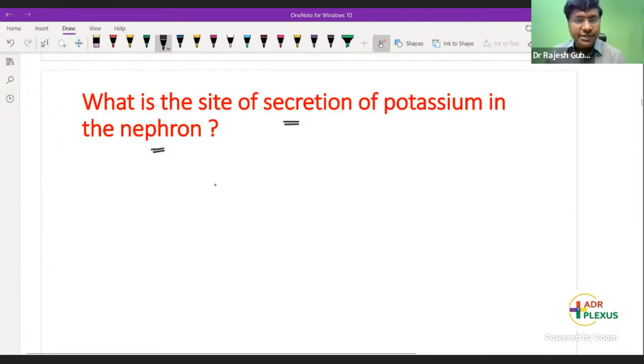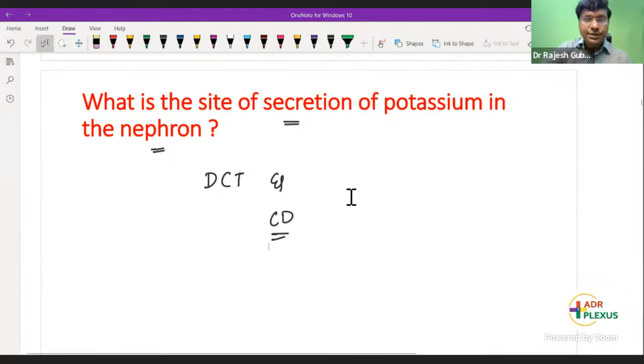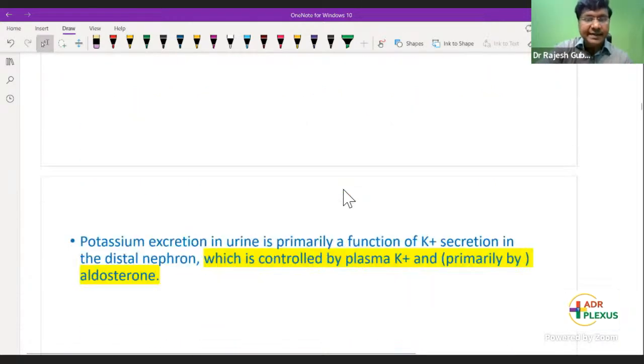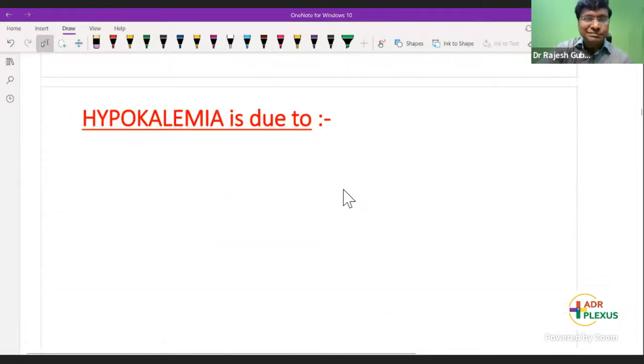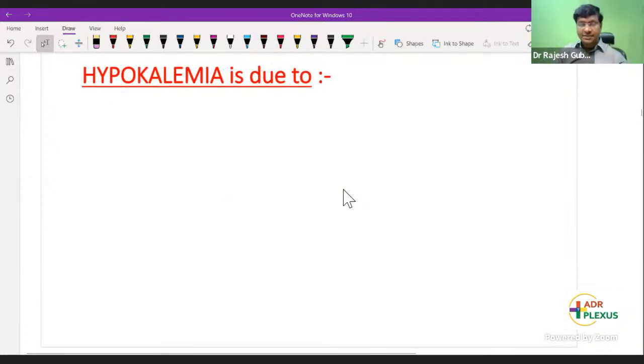Very good, Rajeshwari. You are the first person to answer. That is distal convoluted tubule, and Parthiban has answered it, collecting ducts as well, right? So the site of reabsorption of potassium is proximal convoluted tubule. The site of secretion of potassium in the nephron is the distal convoluted tubule as well as the collecting ducts, right? Now, having said this, you need to know why hypokalemia occurs.